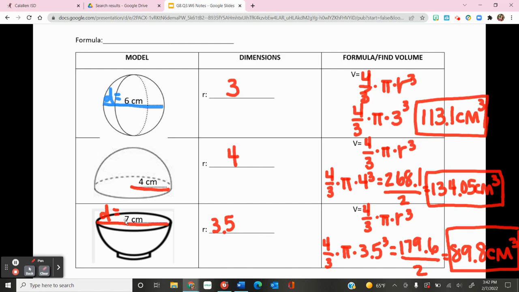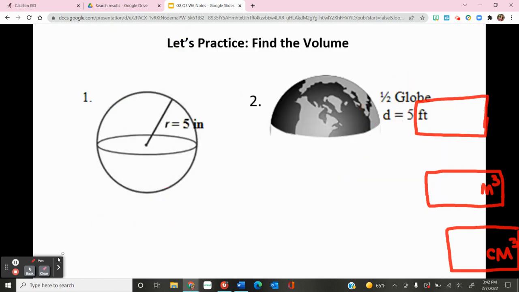So now let's go ahead and look at the bottom of your notes. Up here, really quickly, make sure you write the formula for volume of a sphere, which is volume equals 4/3 times pi times radius cubed. Again, like I said, let's go ahead and look at the bottom.